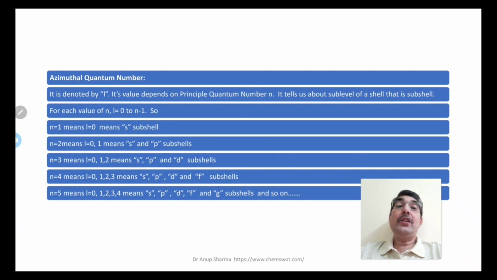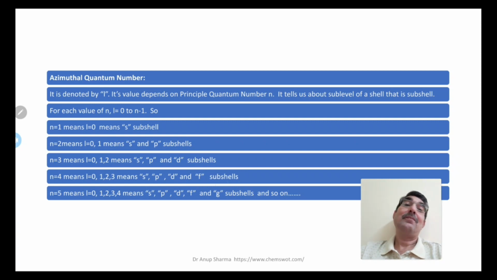So n equals 1 means l equals 0, means s subshell. n equals 2 means l equals 0 and 1, means s and p subshell. n equals 3 means l equals 0, 1, 2, means s, p and d subshell. n equals 4 means l equals 0, 1, 2, 3, means s, p, d and f subshell.